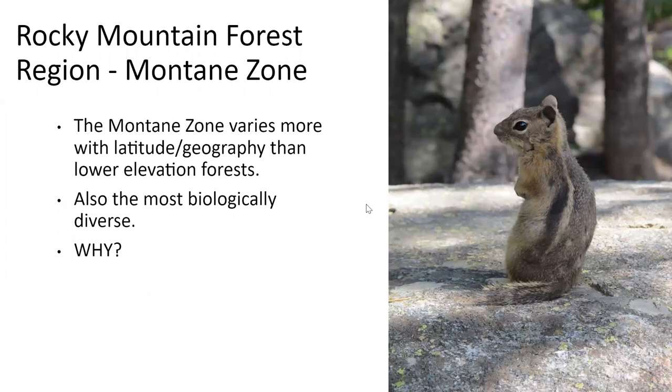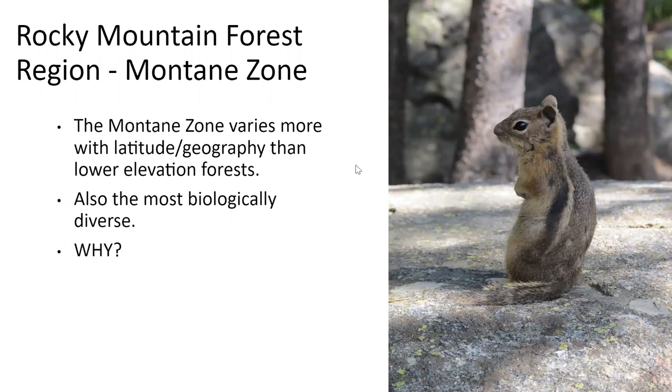So this montane zone is where we're going to start. It varies a lot more with latitude and geography than the other lower elevation forests that we've looked at already. They also are the most biologically diverse. So why do you think that might be? One reason is that there is a lot of variance in the environmental conditions. There's a lot of variance in rainfall, also difference in disturbance. This is a very widespread zone throughout the Rockies. And so you're going to see a lot of diversity in terms of your environmental conditions, which then results in biological diversity as well. So you have different species adapted to different conditions.